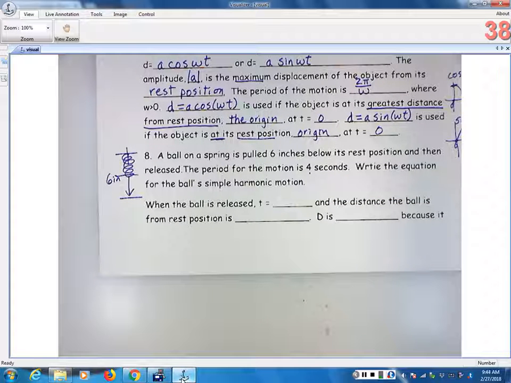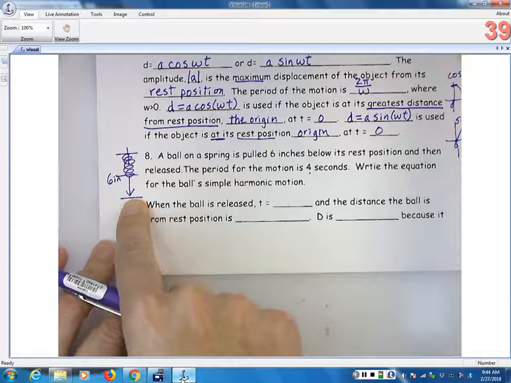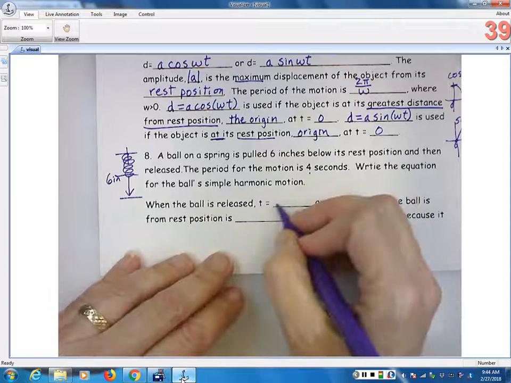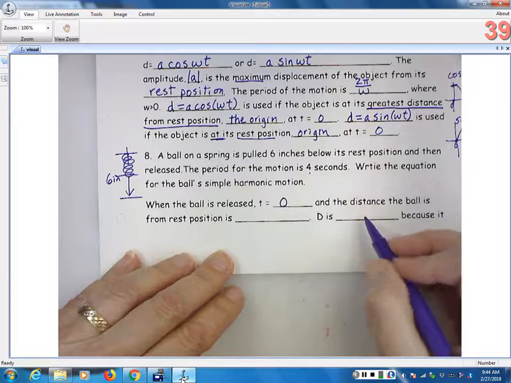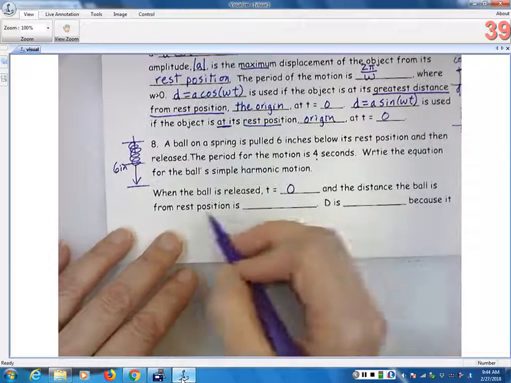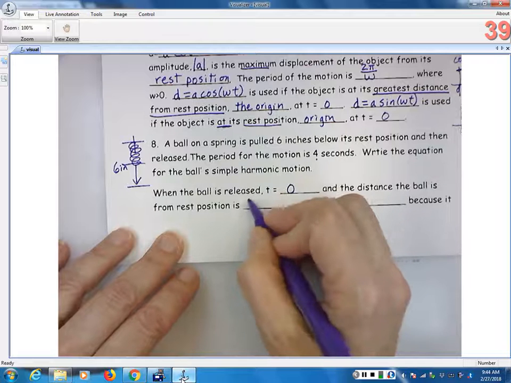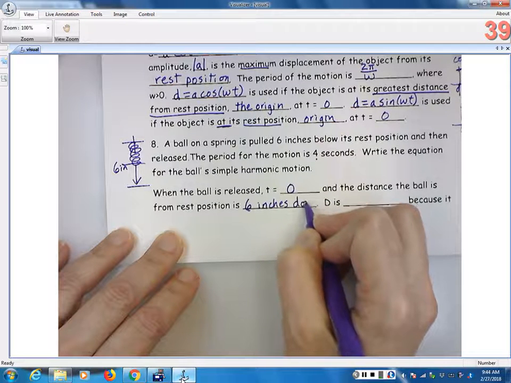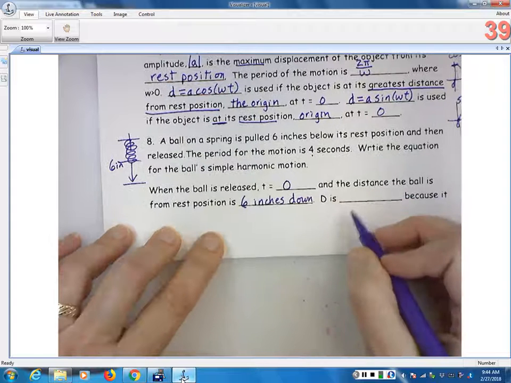You're going to pull it down on the spring and let go of it. It's going to go down. It is a simple harmonic motion. It can be modeled because we pulled it down to 6 inches. That's the cosine function. When the ball is released, t is 0, and the distance of the ball from the rest position is 6 inches down. So D is negative.